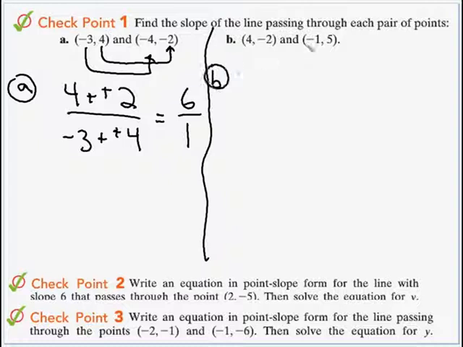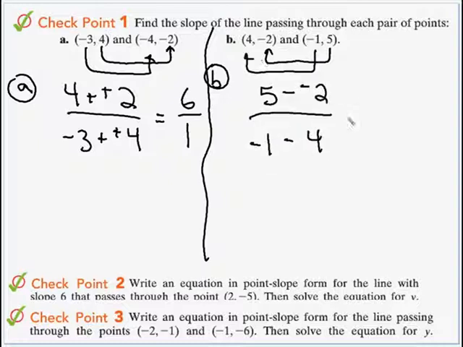And then for letter B, again, I'm going to subtract right to left. 5 minus a negative 2 over negative 1 minus 4. So here, add the opposite, we get a 7. And then we add the opposite with the denominator, and we get a negative 5. So 7 over negative 5. If you, again, subtracted them in the other order, you'd get negative 7 over a positive 5. Again, the end result is the same.